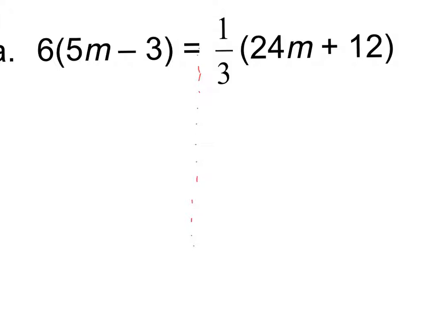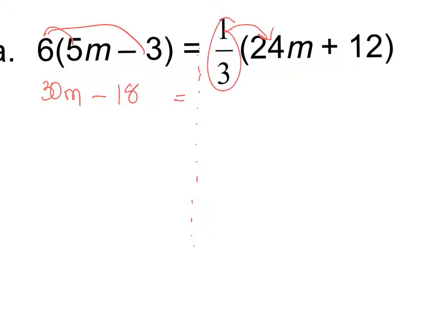One is to distribute the 6, and you get 30m minus 18, and then equals, and then you're going to distribute the 1/3, remembering that when you multiply by a third, it's the same thing as dividing by 3. A third of 24 is 24 divided by 3, which is 8m, and a third of 12 is 4. Okay, I did that.